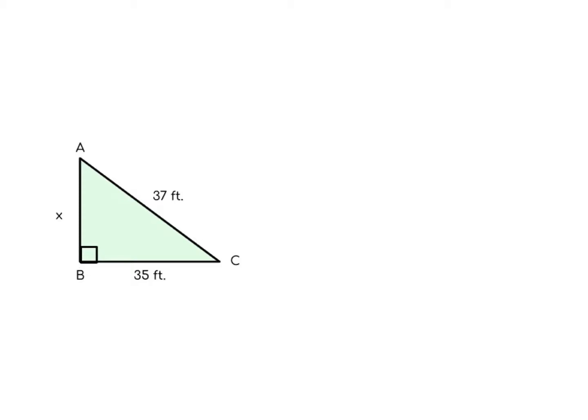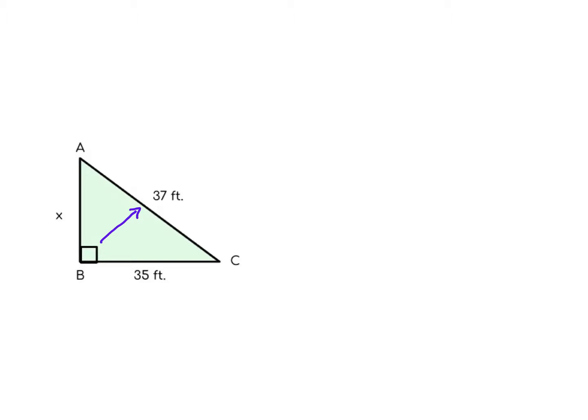Here we have triangle ABC. We see that we have our hypotenuse. Again, the hypotenuse is the side directly across from the right angle. Our legs are side BC, which is 35 feet, and also side AB, which is x. So we're going to solve for x, one of the legs. And again, the legs are the two straight lines that form and create the right 90-degree angle.